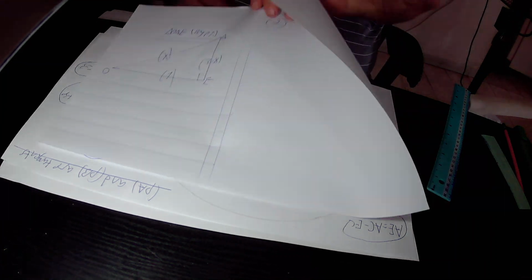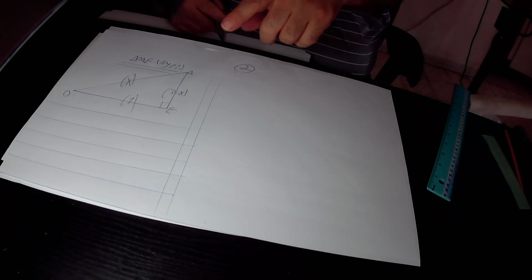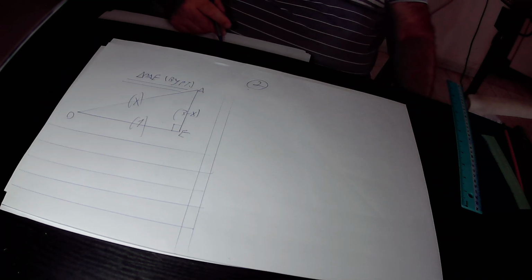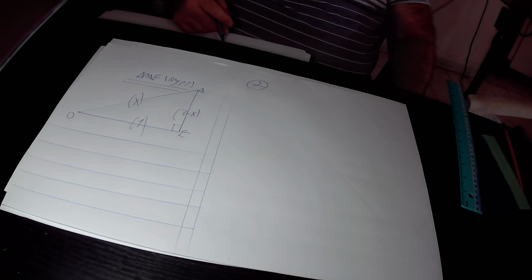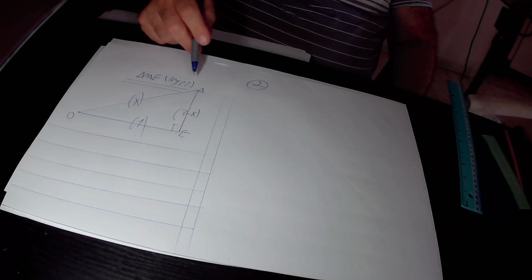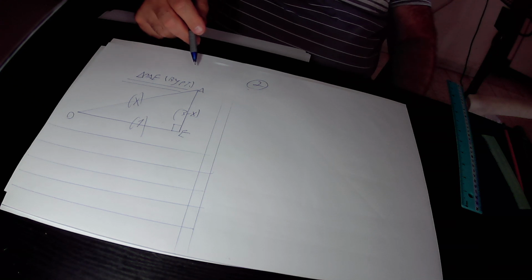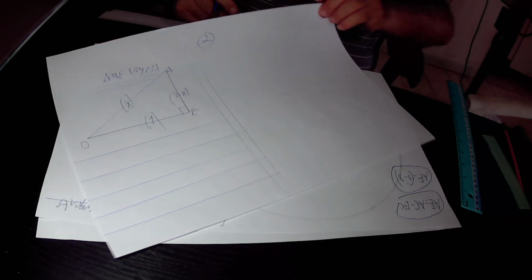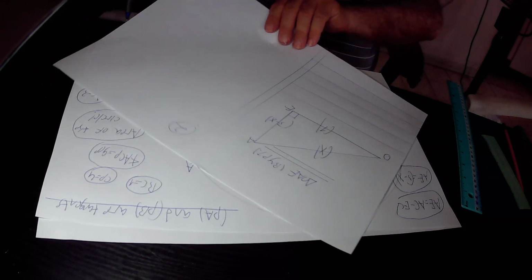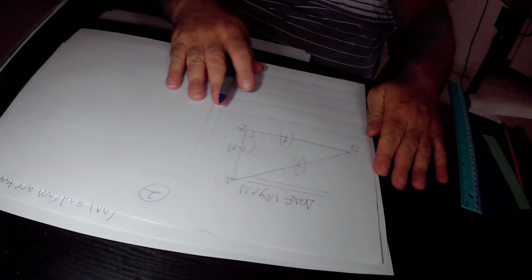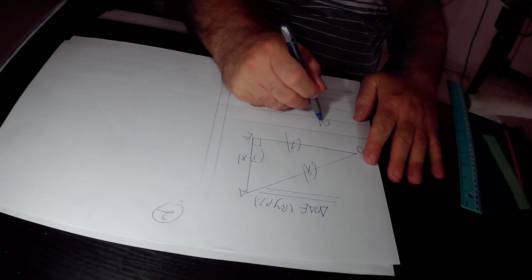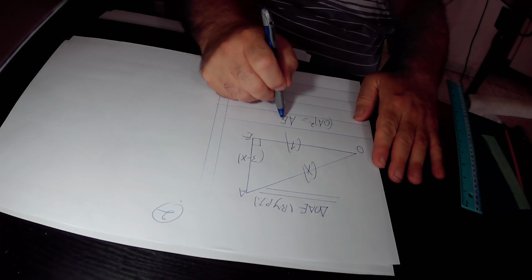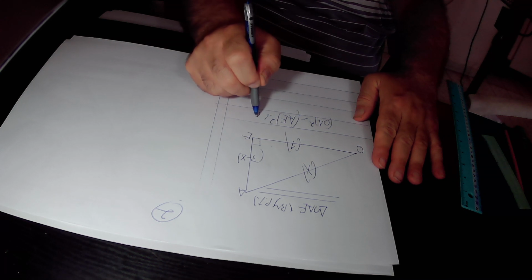So actually, this is the right triangle OAE that I got from the original drawing. According to the Pythagoras theorem, in this right triangle OAE, OA squared, that is the square of the hypotenuse, equals AE squared plus EO squared. So write a note: OA squared, that is the square of the hypotenuse, equals AE squared plus OE squared.